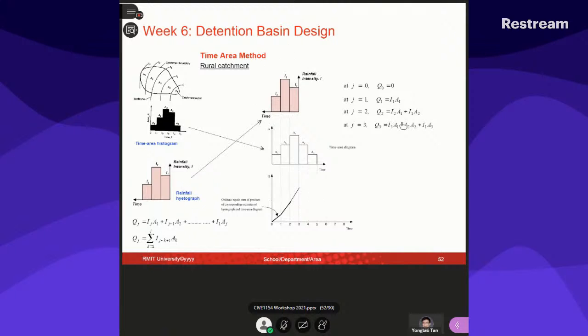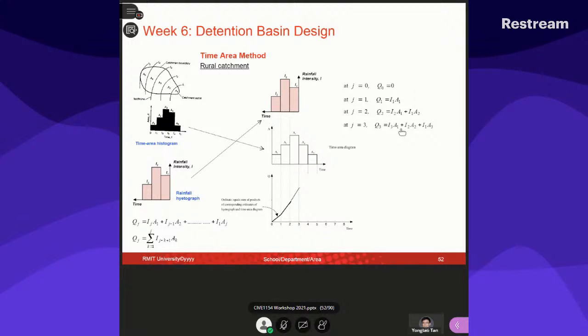Actually, this example shows a very good method of using the time area method. By using this method, you are very clear on the contributing areas, and you can also clearly know the rainfall intensity on each area. It's very clear. So you can see I1, A3, I2, A2, I3, A1, right? So you can very easily list this.